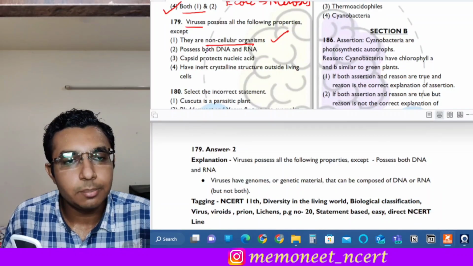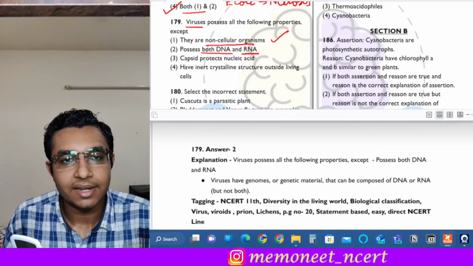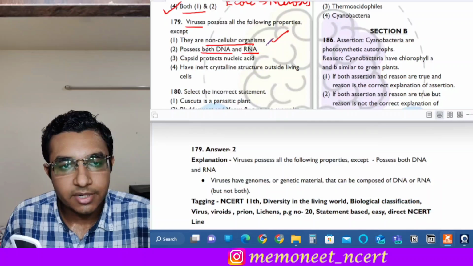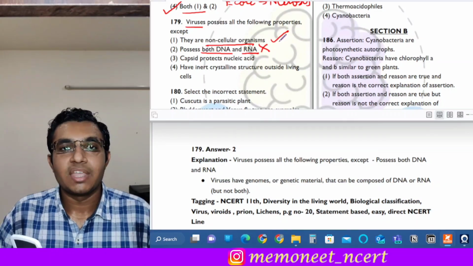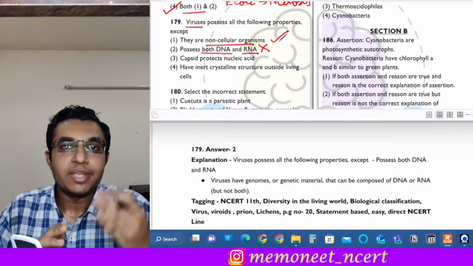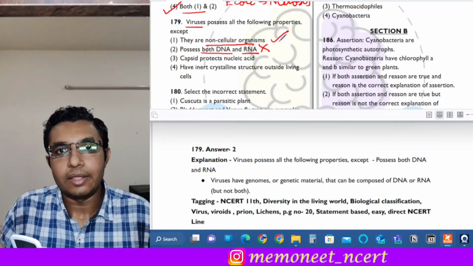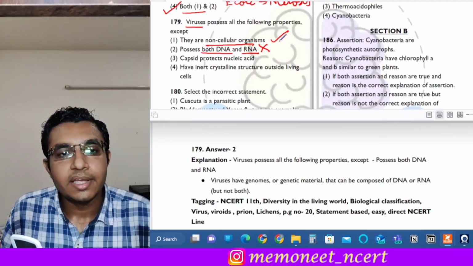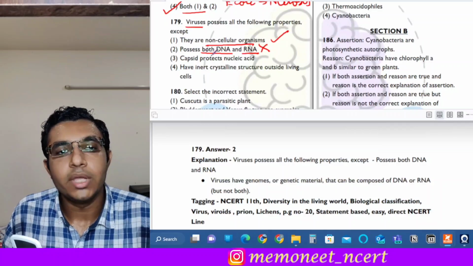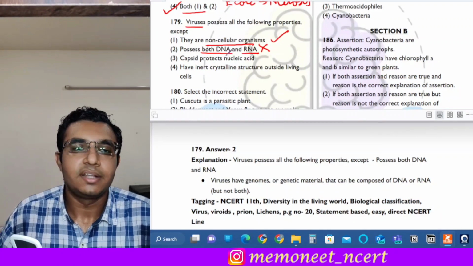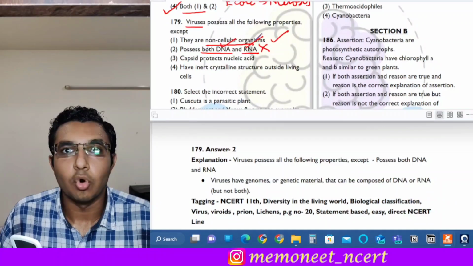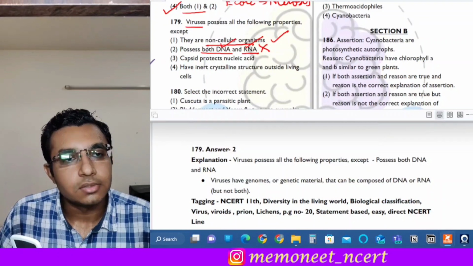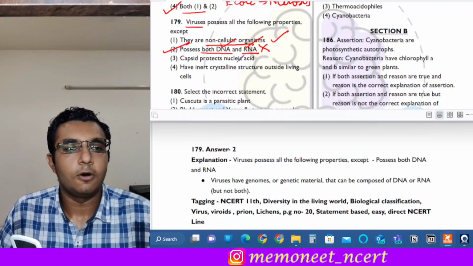Second is they possess both DNA and RNA. Now see, this statement is absolutely incorrect. Why? Because we have read that the genetic material of a virus can be either DNA or RNA, but never both. Never are the DNA and RNA together present in a virus. It may contain either DNA or RNA, never both. Remember this line. So the correct answer to this question will be option 2.